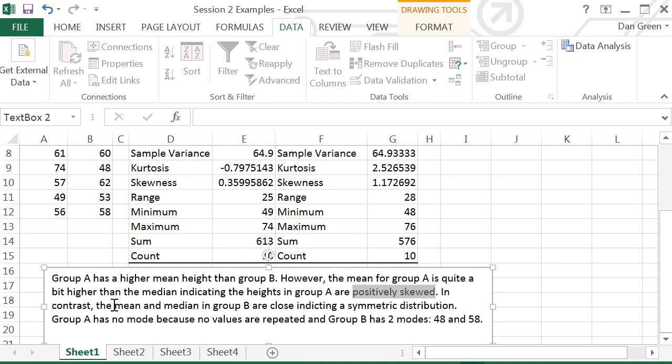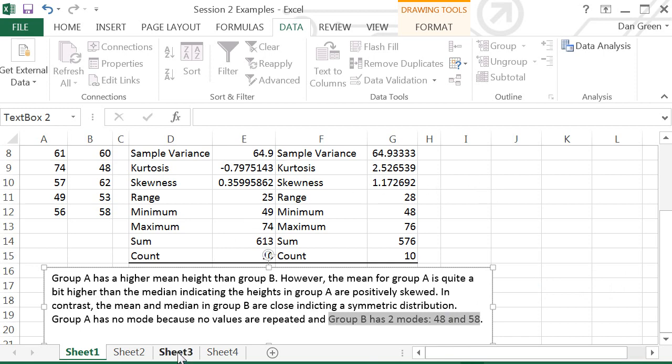But in contrast, mean and median for group B are close together. So that indicates here that you have a symmetric distribution. We also want to note that group A here has no mode because there's no values that are repeated. And then group B has two modes, which are 48 and 58. So that goes real quick if you do that in Excel.